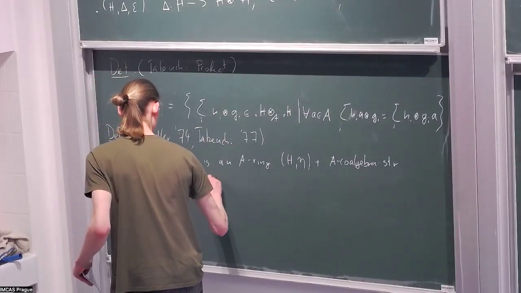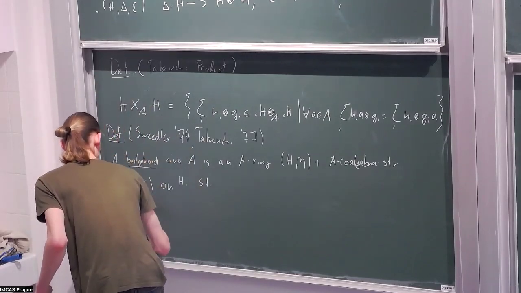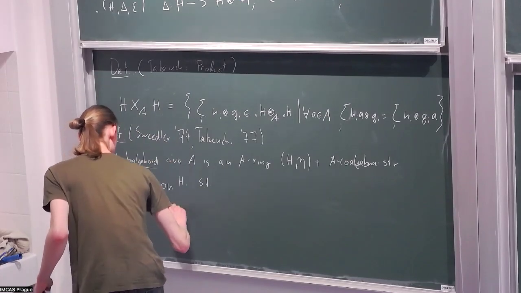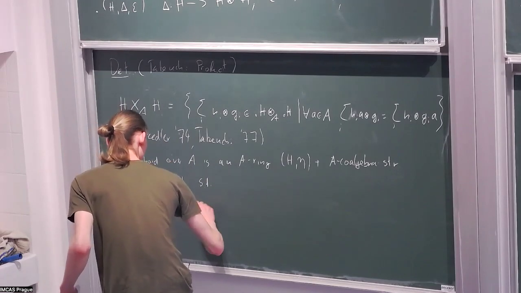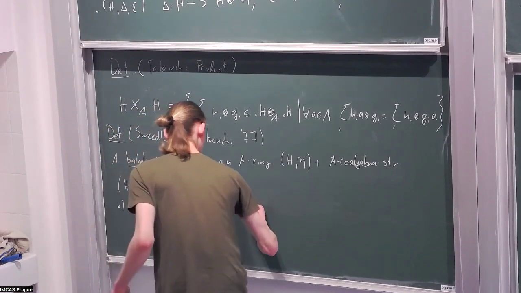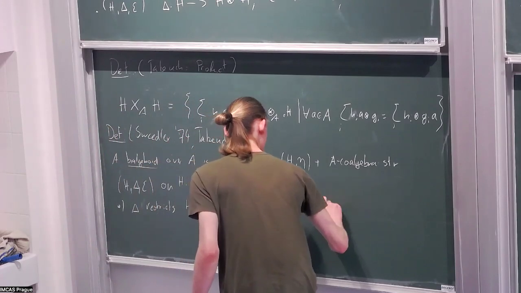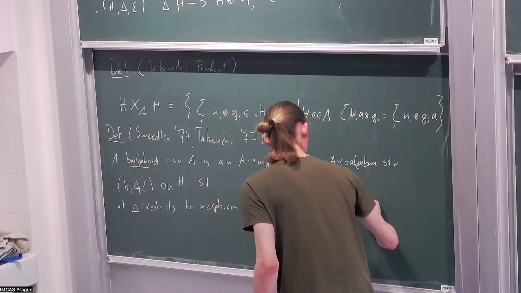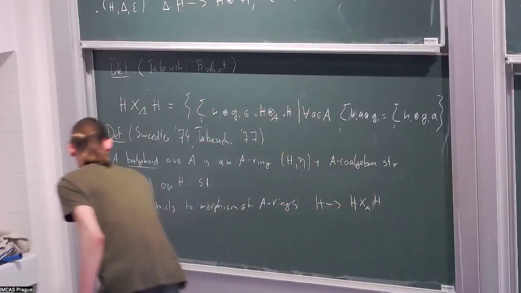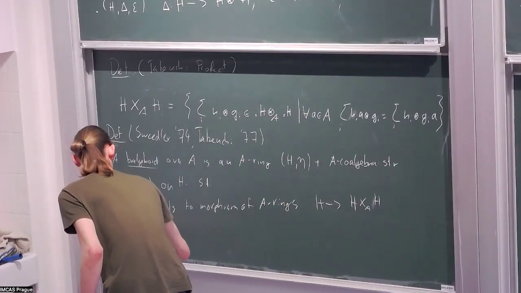such that the coproduct restricts to a morphism of A-rings from H to the Takeuchi product. And secondly, epsilon is an augmentation.